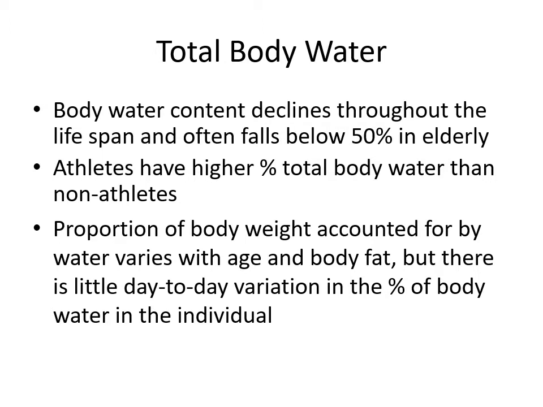Now the proportion of body weight accounted for by water varies with age and body fat, but there's little day-to-day variation of percent body water in an individual. So through different phases of life, for example from your 30s to 60s, it's going to stay relatively the same, and then into your 60s and beyond it will decrease. But at whatever life stage that is, you're not going to see a lot of day-to-day variation. So you shouldn't be 50% one day and 60% the next day. That means something's off with your body. Now again, if it's a different life stage, that's different. But like I said, a day-to-day variation should not be occurring.